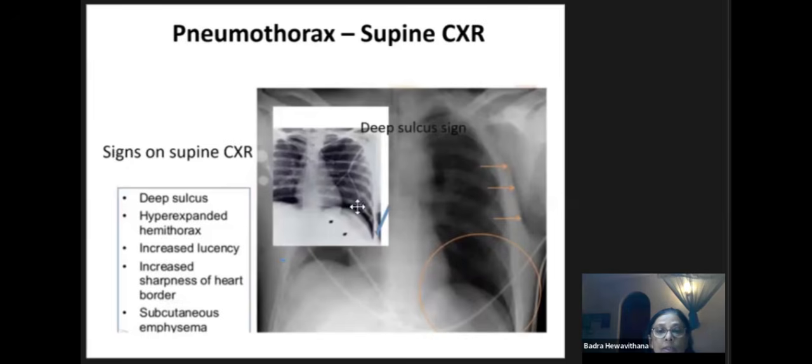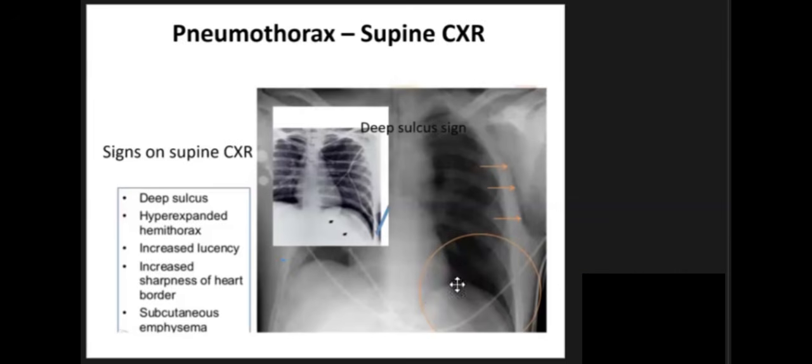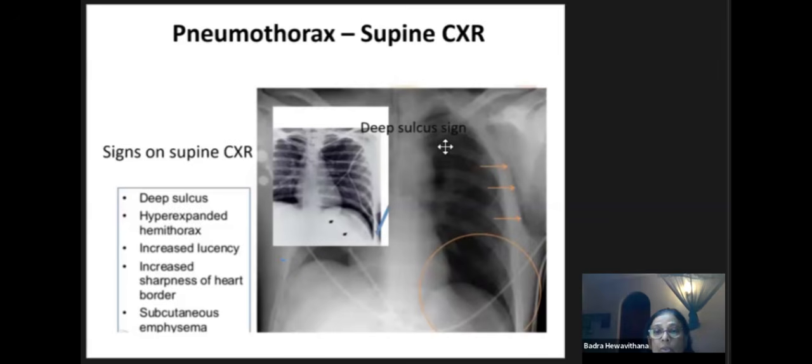So this is a much better demonstration of the deep sulcus sign, very much deeper, because this was not there. So I put this X-ray. The sulcus is very much deeper. But mind you, the convexity of the hemidiaphragm is still okay. Can you appreciate that? The convexity of the diaphragm is still okay, usually it is in the mid-clavicular line.